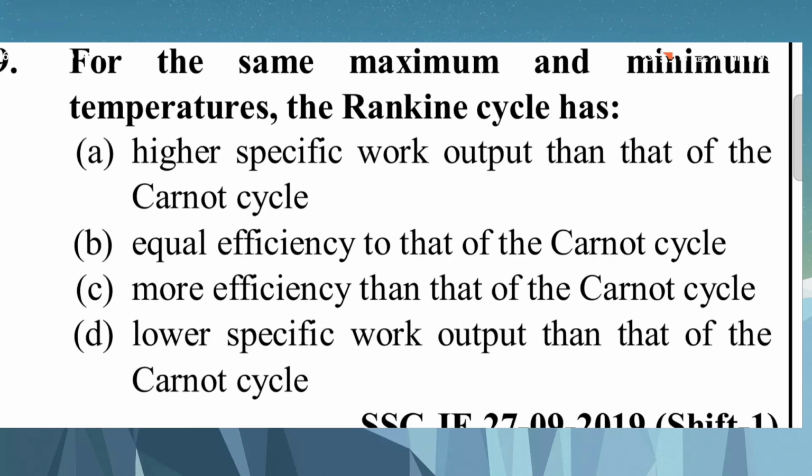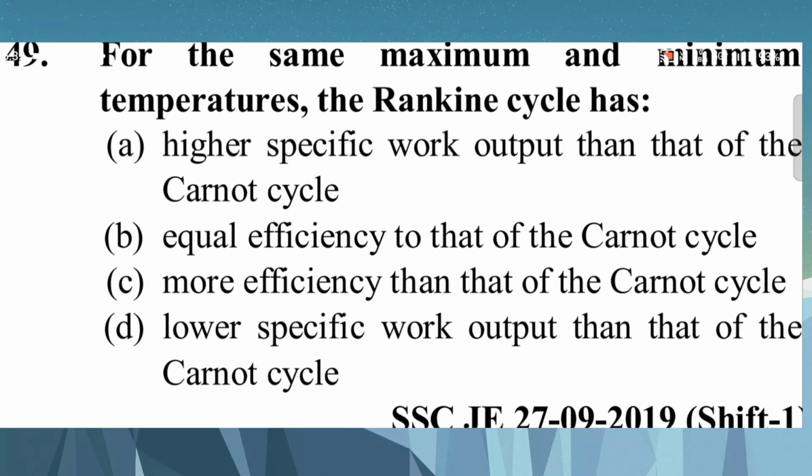Question number 49. For the same maximum and minimum temperature, the Rankine cycle has: A. Higher specific work output than that of the Carnot cycle. B. Equal efficiency to that of the Carnot cycle. C. More efficiency than that of the Carnot cycle. D. Lower specific work output than that of the Carnot cycle. A. Higher specific work output than that of the Carnot cycle.